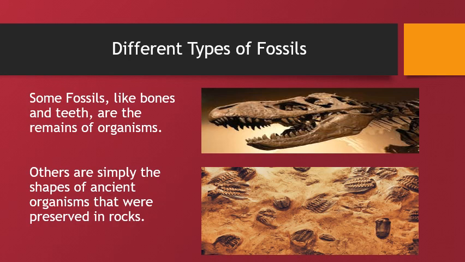Next, in the second picture, as you can see, you will find some shapes. Others are simply the shapes of ancient organisms that were preserved in rocks. So you will find some fossils which have the shapes of the organisms placed on rocks, and it has been on the rocks for a lot of years, as you can see in the picture.